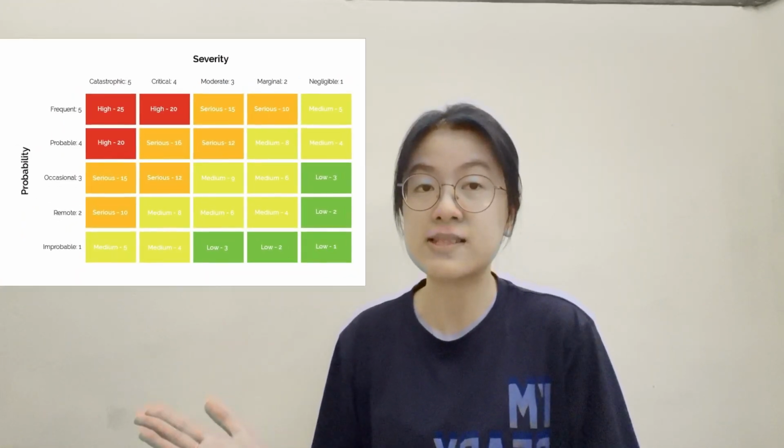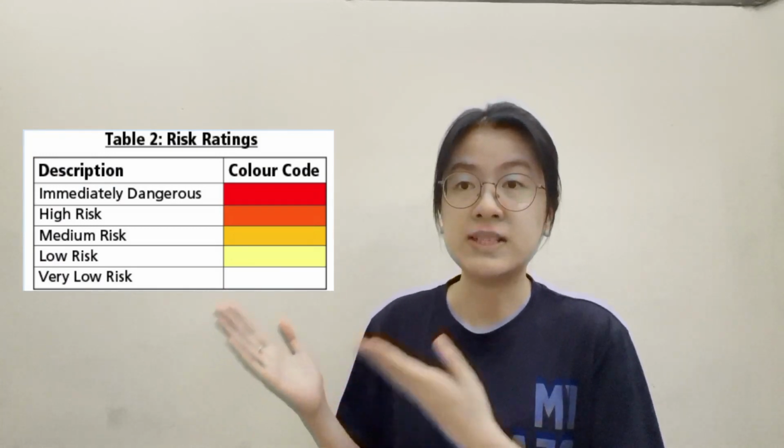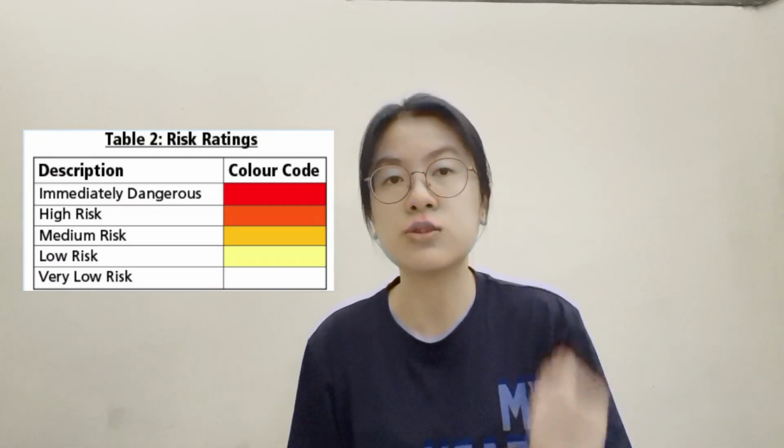As an example, consider this simple risk matrix, which shows the relationship between probability and also severity. Table 1 corresponds to a risk level as shown in Table 2. These risk ratings correspond to recommended actions such as, for immediately dangerous risks, the process must be stopped and controls are implemented. Do take note of these two tables as we will use them for our presentation later.